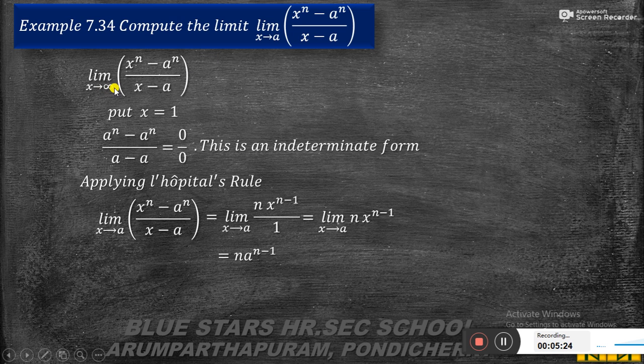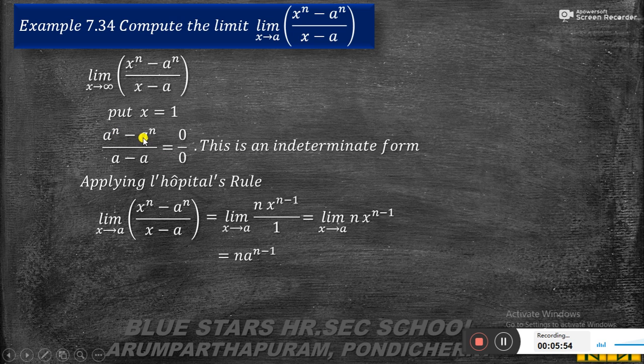So here x tends to a will come, limit x tends to a, not infinity. So limit x tends to a of (x^n minus a^n) by (x minus a). Now I substitute x equal to a. So put x equal to a: a^n minus a^n, substituting x equal to a, by a minus a.